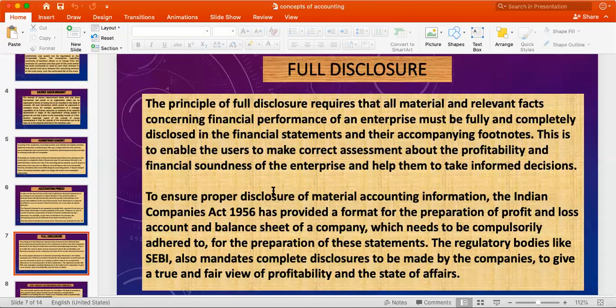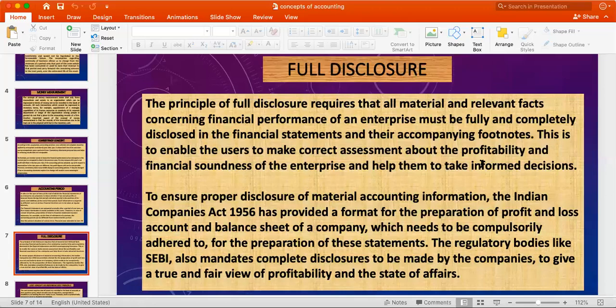And it should be disclosed in the financial statements, and also in the footnotes, the notes you put other than the balance sheet and profit and loss account. In these notes also, a true picture and true information should be given. This is to enable the users to make a correct assessment about the profitability and financial soundness of the enterprise and help them take informed decisions. So what I just told you is that this information helps them make the correct assessment and correct decisions regarding the profitability and financial soundness of the business.